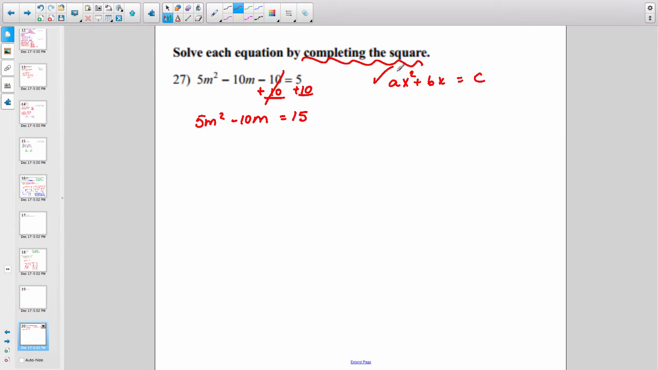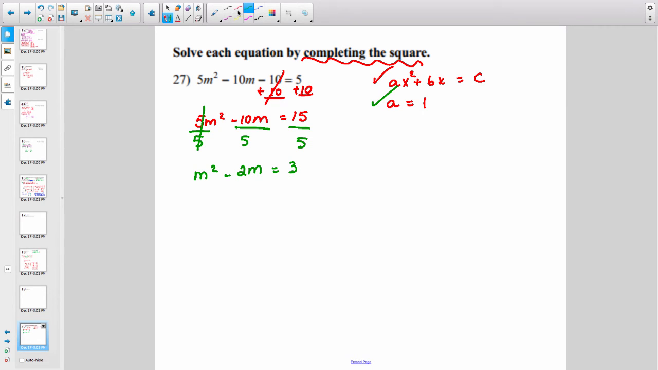Done. Second thing, a has to be 1. If it's not 1, you've got to divide everything by whatever's attached to it. So here my a is 5, so that's no good. We're going to divide everything by 5. Okay, so what does that do? Makes life nice. This is now just m squared. This guy is 2m, and this one is 3. Okay, cool.